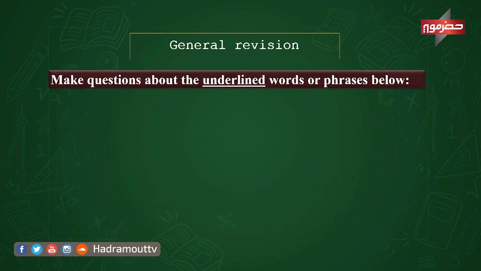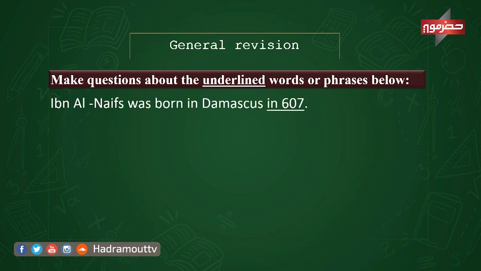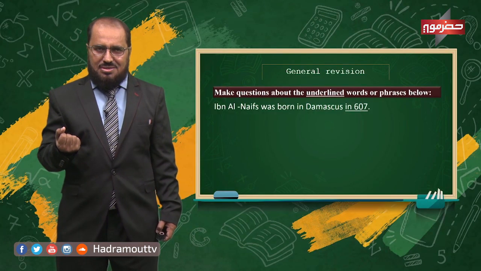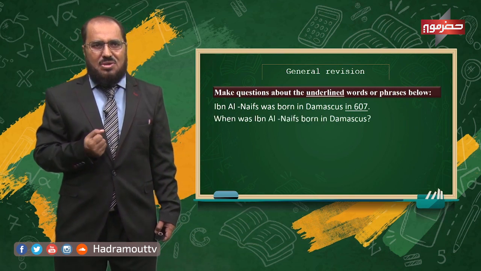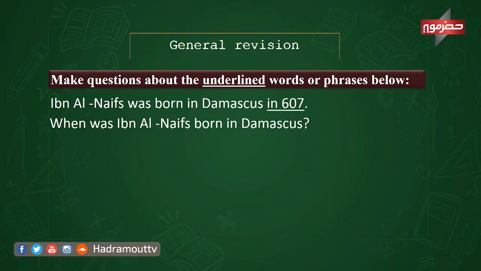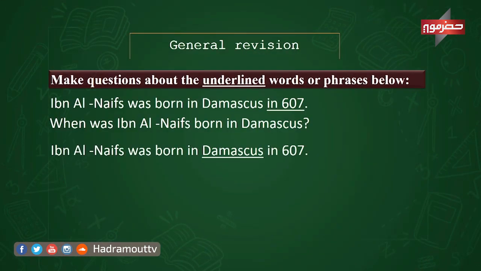Make a question about the underlined words or phrases below. Ibn al-Nafis was born in Damascus in 607. We underlined in 607. So the question here is a matter of time. We have to start with what? Where or when or why or what? When. The question, when was Ibn al-Nafis born in Damascus? In 607.